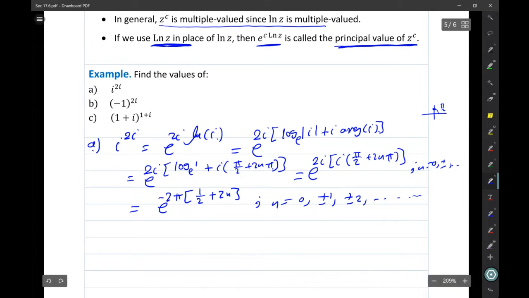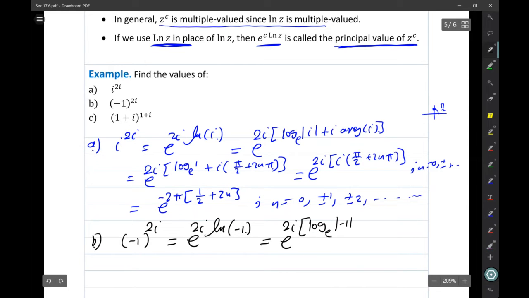Okay, let us see part B. I need minus 1 to the power 2i. This is equal to e to the power 2i times ln of minus 1. That is equal to e to the power 2i times (logarithm of the absolute value of minus 1 with base e, plus i times the argument). What is the argument of minus 1? It is π plus 2nπ.